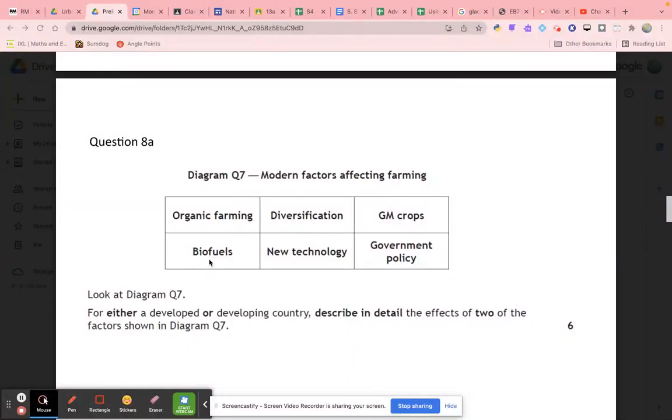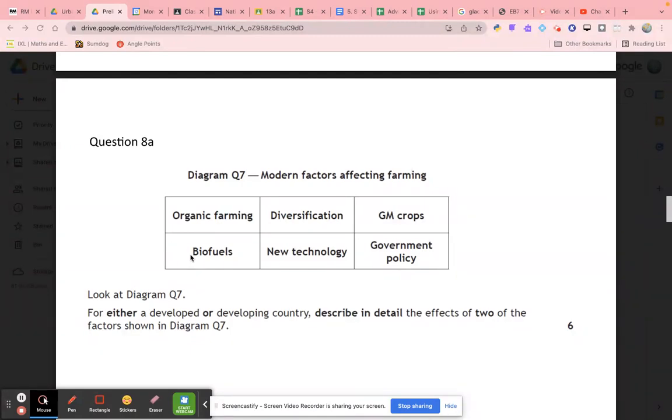The first effect of biofuels, and it doesn't matter whether you talk about these being grown in India, for example, if that was the country you studied as your developing country, or the United Kingdom or the United States, if that's the country you studied as your developed country. As long as you make sure you answer at the beginning of your answer with something like in India or in the United States. So when biofuels have been used, the first thing it does is biofuels are a crop that often generates more profit for the farmer growing it than other crops might create.